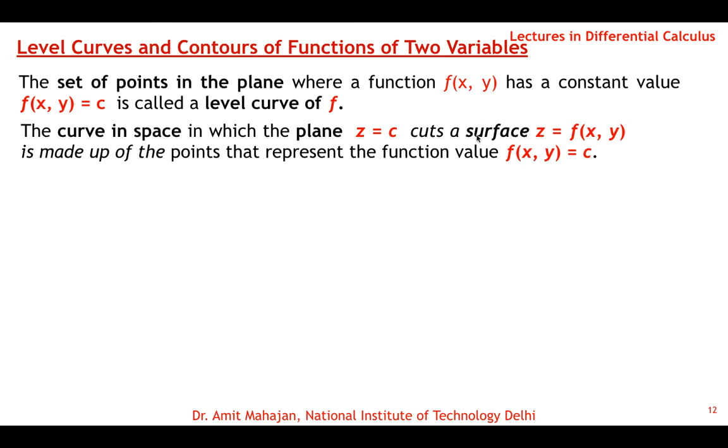Okay, so if you are given any surface z equals f(x,y), and if I cut that surface with a plane z equals constant, then the intersection of these two will be a curve in space. The equation of that curve will be f(x,y) equals constant, and that curve will be the level curve for this surface.